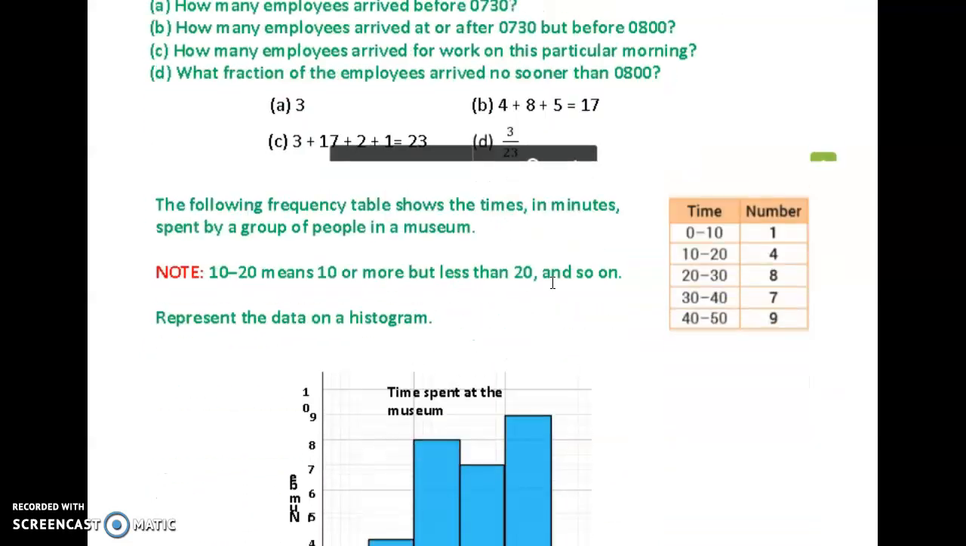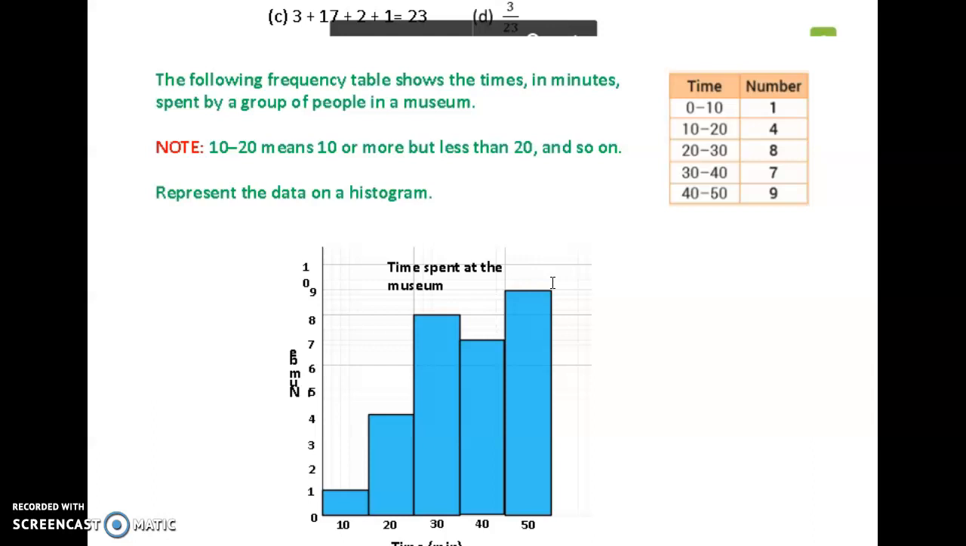Let's look at the second example. Now, the following frequency table shows the time in minutes spent by a group of people in the museum, and we need to represent this data on a histogram. So, times go from 0 to 10, 10 to 20, 20 to 30, 30 to 40, and 40 to 50. So these are going to be on the bottom, and then the numbers are going to be going up. So along our bottom axis, starting at 0, 10, 20, 30, 40, 50.